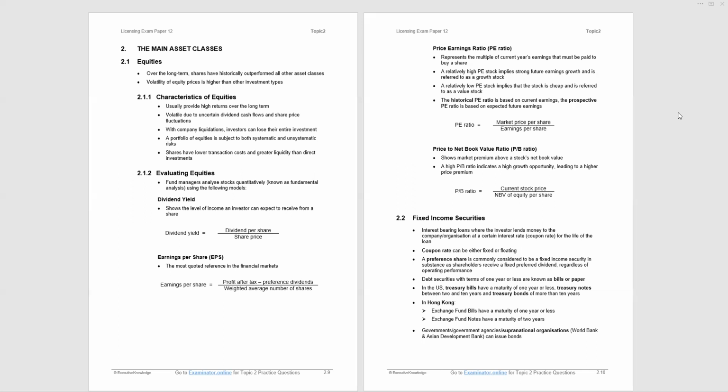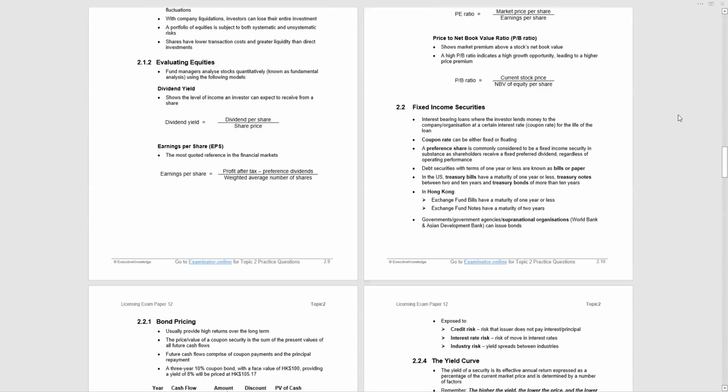Now, could those come up in the exam? They could be referred to. So be aware they're a form of fixed income security. And governments, government agencies, supranational organizations such as the World Bank, the Asian Development Bank, they too can issue bonds.